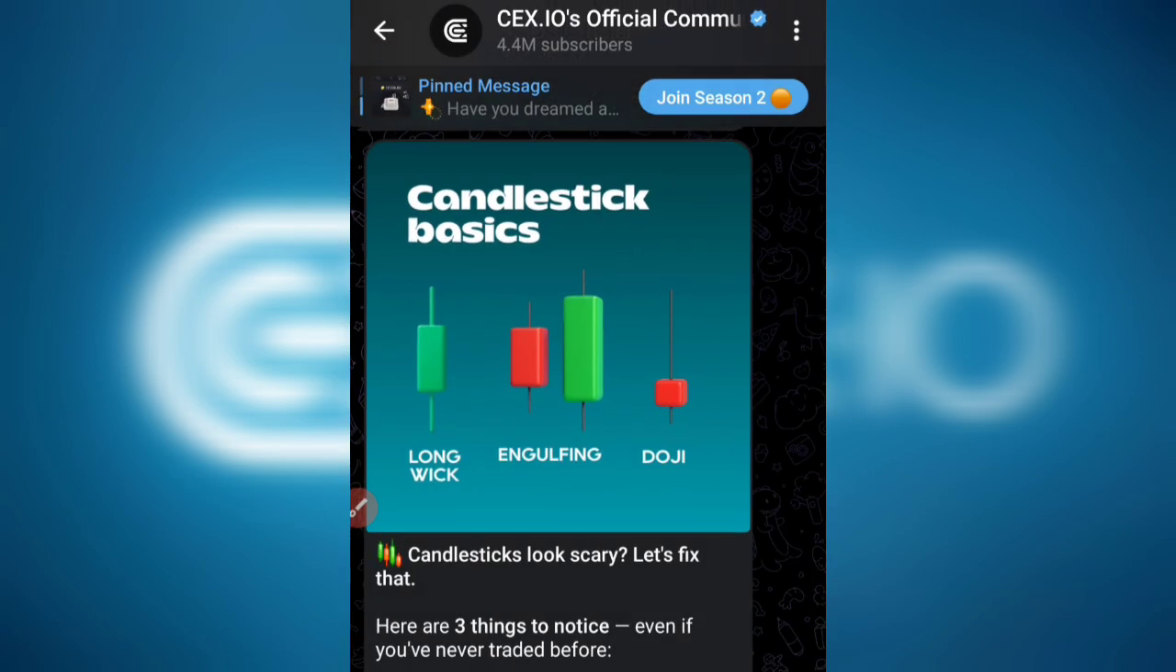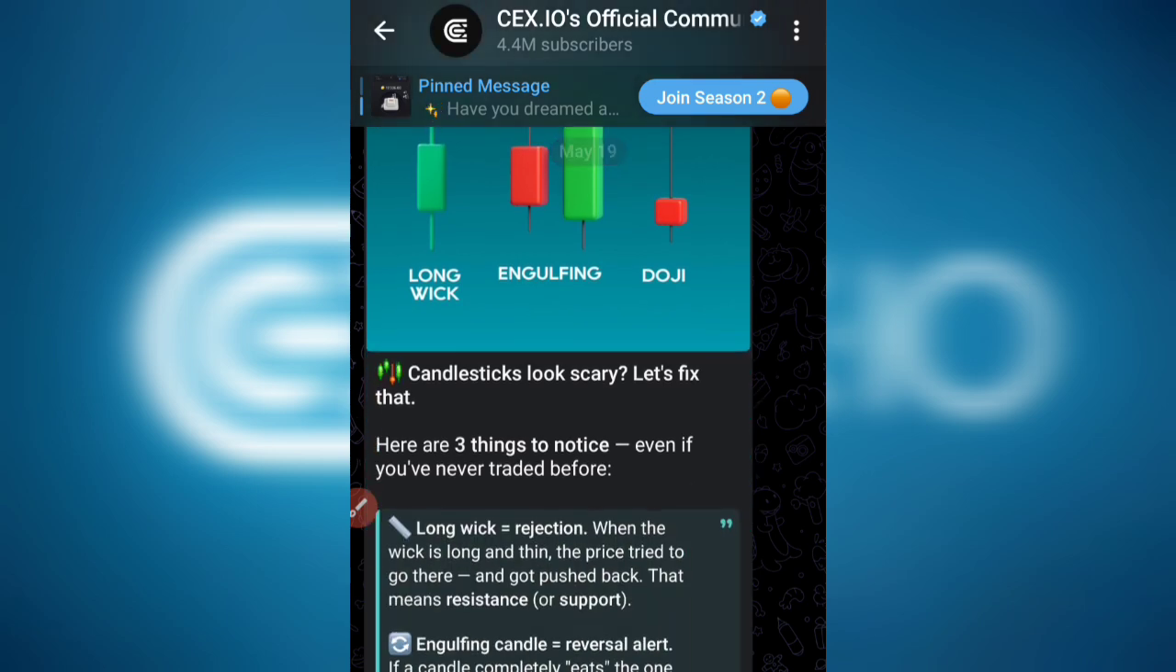So it says here that candlesticks look scary. Let's fix that. Obviously it looks scary, right? When you open the chart and you see a lot of things, green here, lines here, spikes here, it tends to scare us. But let's break things down so that as a complete beginner, you would be able to decipher what you need to do next. So here are three things to notice even when you've never traded before. These are three things you need to look out for.